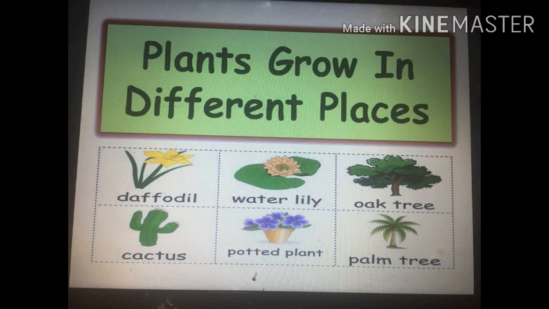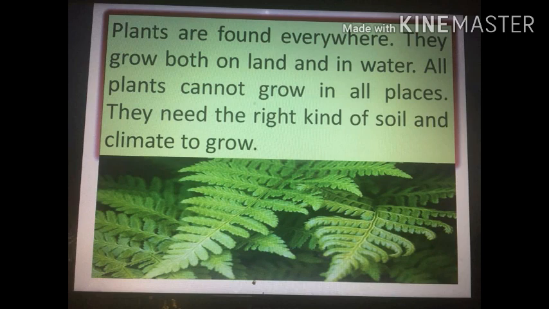Now we will move to our next topic. Plants grow in different places. Plants grow almost everywhere. They grow in places which have air, water, sunlight, and the right kind of soil. They grow in different places such as plains, mountains, forests, deserts, even in areas where it snows a lot. They grow not only on land but also in water.